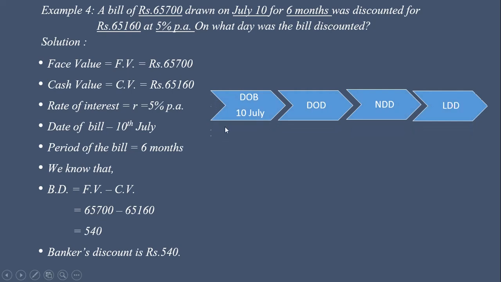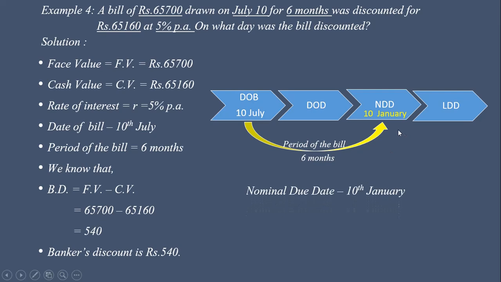Now consider this flow. Date of bill is 10th July, which is given. Then date of discounting, nominal due date and legal due date. Now period of the bill is 6 months. That means from date of bill to nominal due date, this period is of 6 months. So adding 6 months to 10 July, we go August, September, October, November, December and January of next year. So we get nominal due date is 10th January.